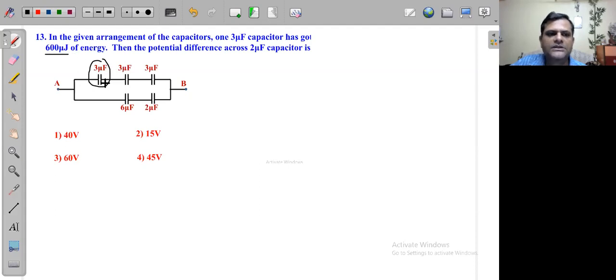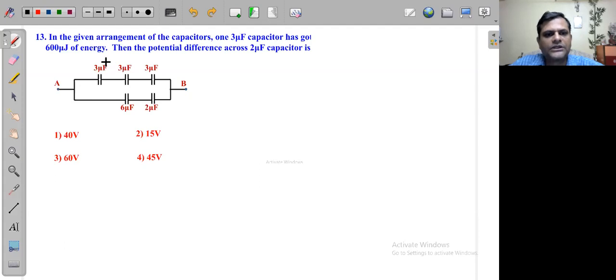Okay, see here. Make sure that all these 3 capacitors of 3 microfarad are going to be in series, right? So series combination के अंदर क्या होता है ना, charge remains the same, right? Charge remains the same, and potential gets divided. So potentials get added together.